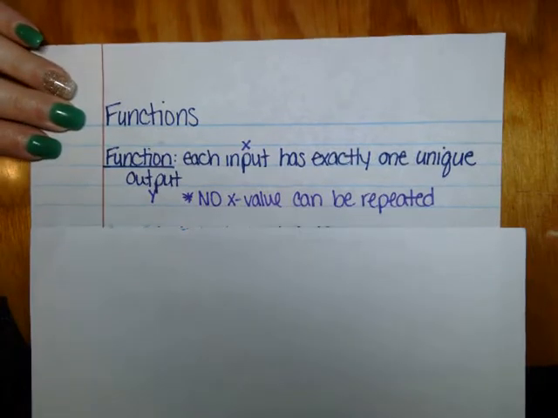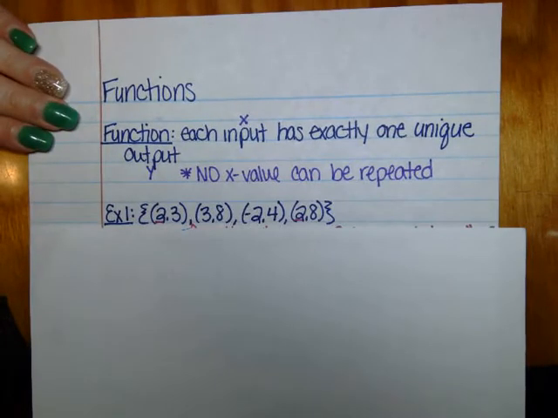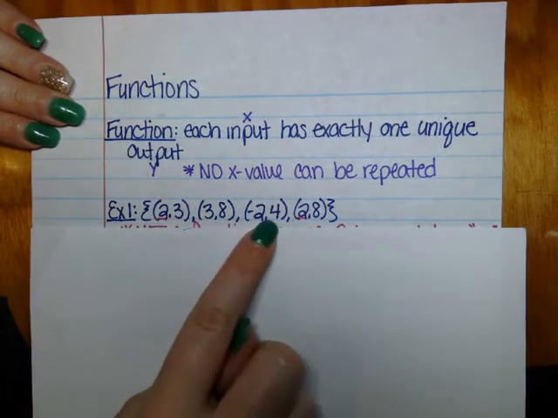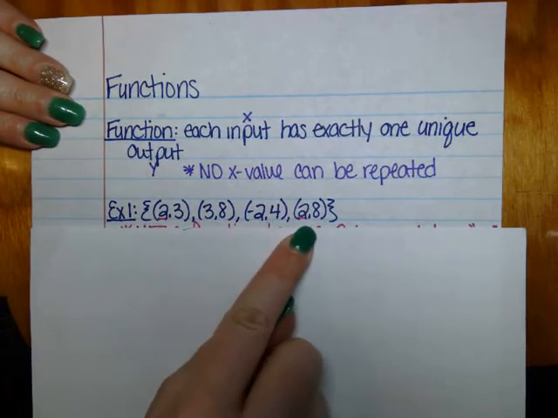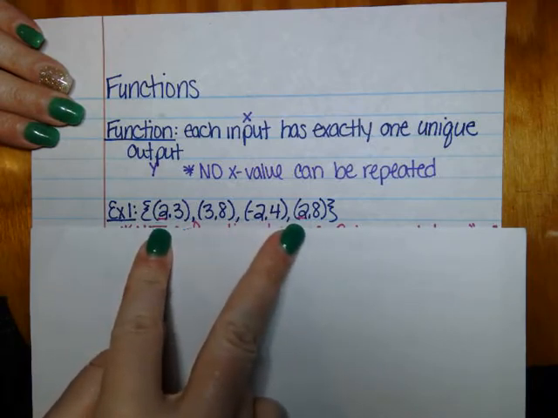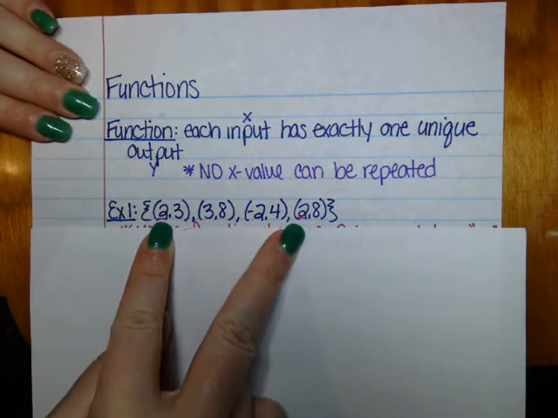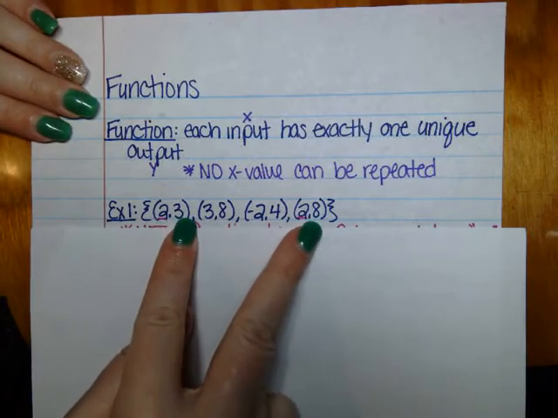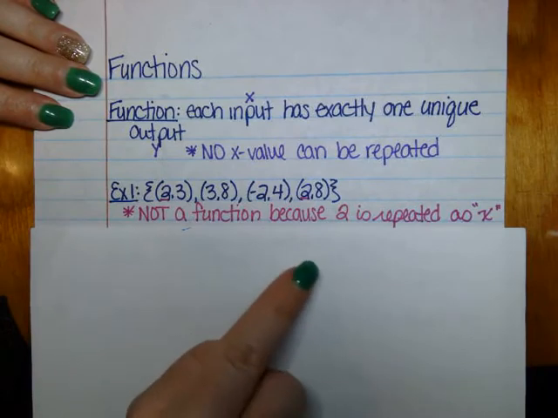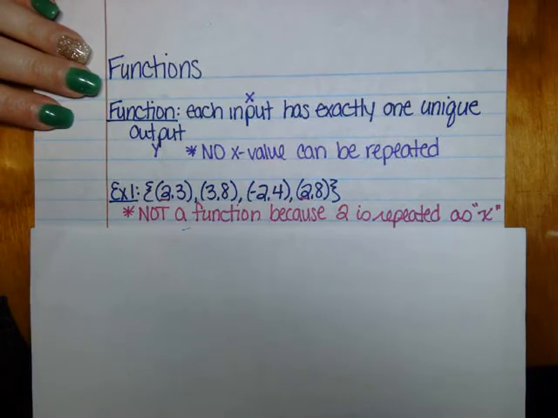a function. So if you're looking at a set of ordered pairs, I have (2, 3), (3, 8), (-2, 4), and (2, 8). Since the 2 in the first and the last ordered pair are both x values and they have different y values, this would not be a function because the 2 is repeated as an x.